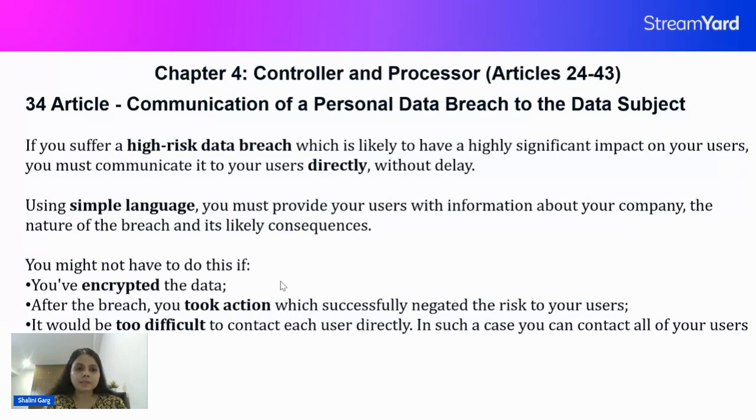Now, subsequent action, for example, anything that has been taken to eliminate the risk to the rights and freedoms of the data subject, and notification to the data subject involves disproportionate effort. So, for example, if the controller says that notification to the data subject is very tough, it involves disproportionate effort, and there are some alternative effective measures that I can take, then also he is exempt from it.